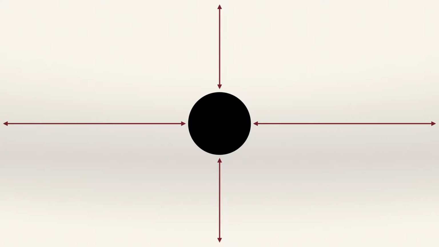Learning to see negative shape. Here's a simple composition, a circle in the center of your monitor. There are relationships that this circle has to the edges of your monitor.